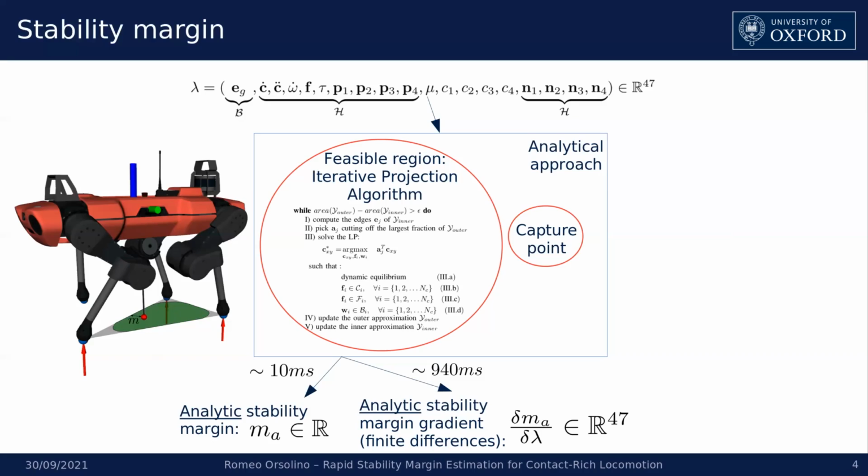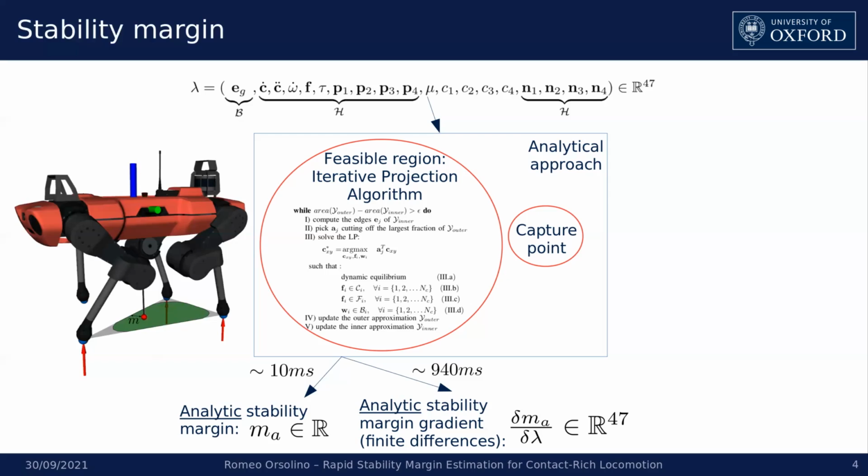Besides that, because of multiple discontinuities in its gradient, the iterative projection is a non-differentiable function, and this prevents us from computing the gradient of the stability margin with respect to its input state lambda, which would be very convenient for trajectory optimization applications based on gradient descent.